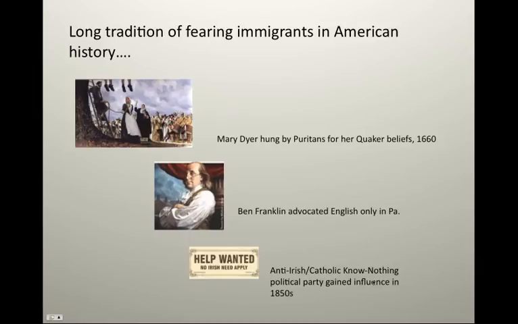Know-Nothings because they were secretive, and when asked, you were supposed to say as a member, I know nothing, not to give up any secrets. Well, the secret wasn't secret long because they formed themselves into a political party, gaining confidence, gaining influence, and ran candidates throughout the 1850s for state and even national office. The Know-Nothing or Nativist Party.